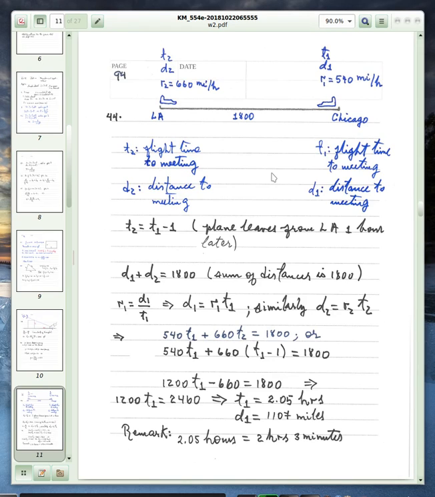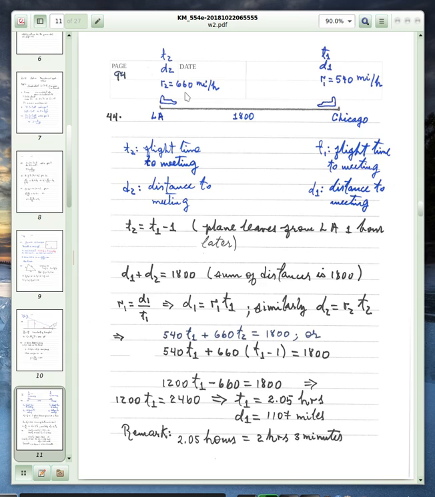Page 94, problem 44. They tell us that a plane leaves from Chicago to LA at a given time, and another plane leaves from LA to Chicago 1 hour later. The distance between the two cities is 1,800 miles. They give us the speeds of both planes. The one leaving from Chicago is 540 miles per hour. The one leaving from LA is 660 miles per hour.